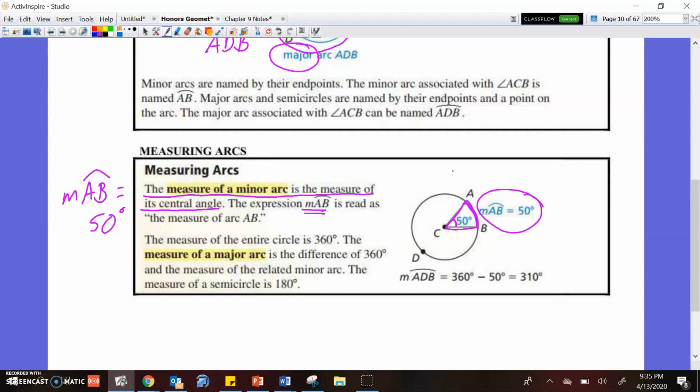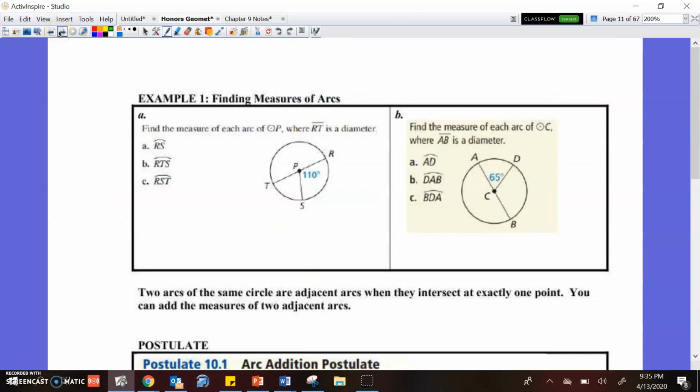Now, we know the entire circle all the way around is 360. So if they want us to figure out the measure of the major arc, the measure of arc ADB, we would just do 360 minus 50 and we get 310. Pretty easy up to this point. Let's fill in some of these answers. These should have a little m in front of them, measure, and we'll put an equal sign. Find the measure of each arc at circle P, where RT is a diameter.